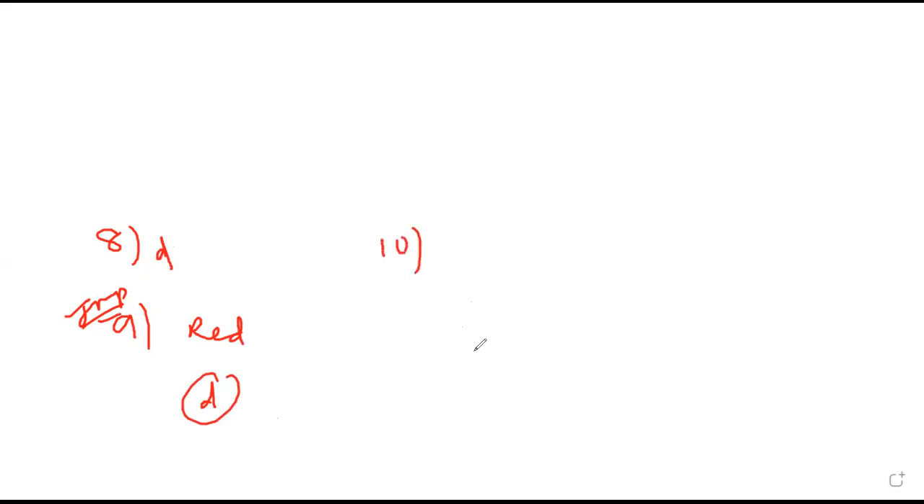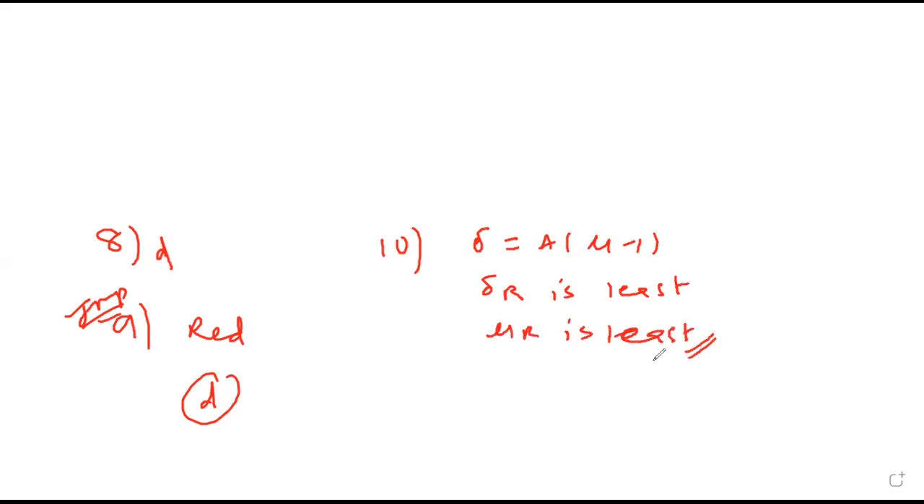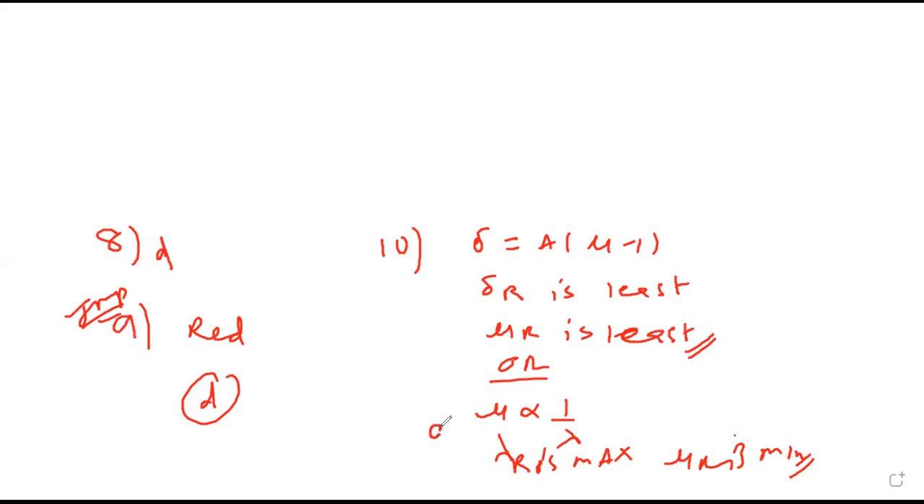The refractive index of glass is least for? See, delta is A into mu minus 1. Deviation of red is least. So mu of red is least because they are directly dependent. So refractive index of glass is least for red color, either by this method or because mu and wavelength are inverse. So lambda red is maximum, therefore mu for red is minimum. This way also you can take. That means the answer is true.